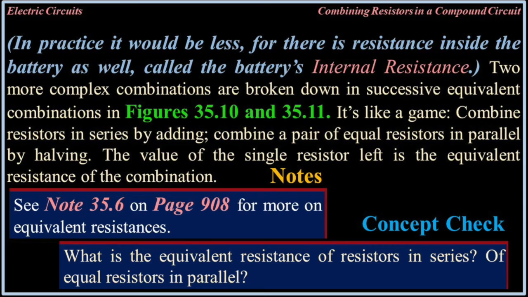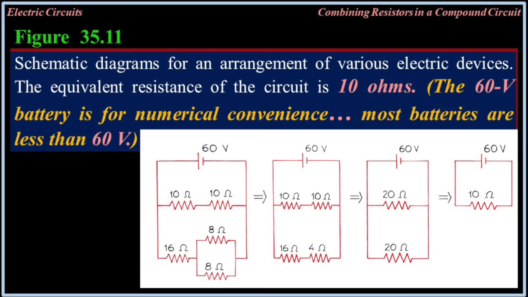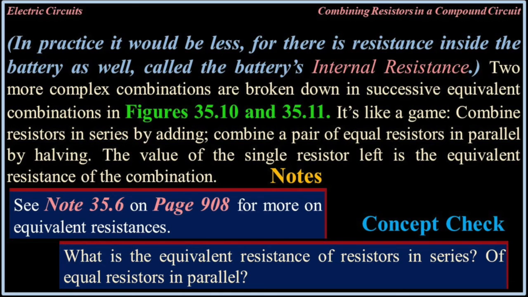2 more complex combinations are broken down in successive equivalent combinations in figures 35.10 and 35.11. It's like a game. Combine resistors in series by adding, combine a pair of equal resistors in parallel by halving. The value of the single resistor left is the equivalent resistance of the combination. Notes: see note 35.6 on page 908 for more on equivalent resistances. Concept check: what is the equivalent resistance of resistors in series, and of equal resistors in parallel?